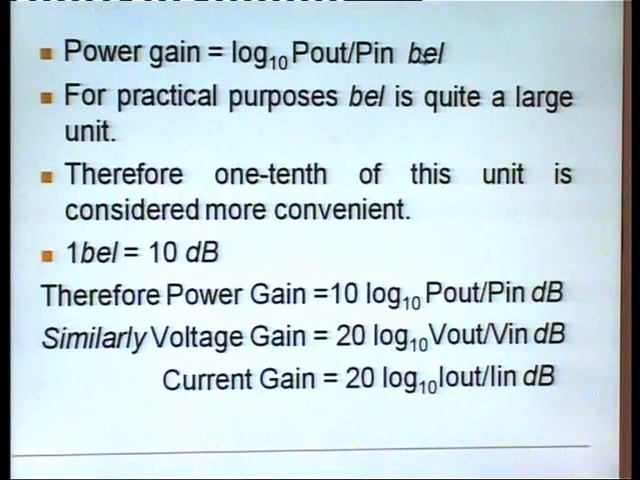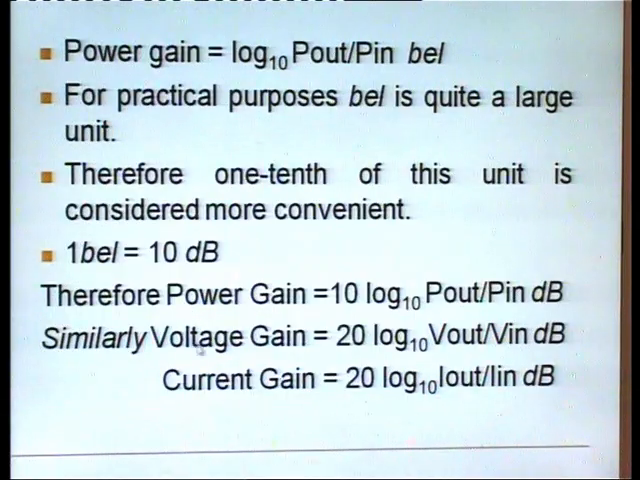But for practical purposes, the Bel was quite a large unit, so we don't use the Bel. Therefore 1/10 of this unit is considered, that is the decibel. That is considered a more convenient unit for gain. So considering 1/10 of the unit, your power gain will be 10 log 10 of P out by P in decibels.